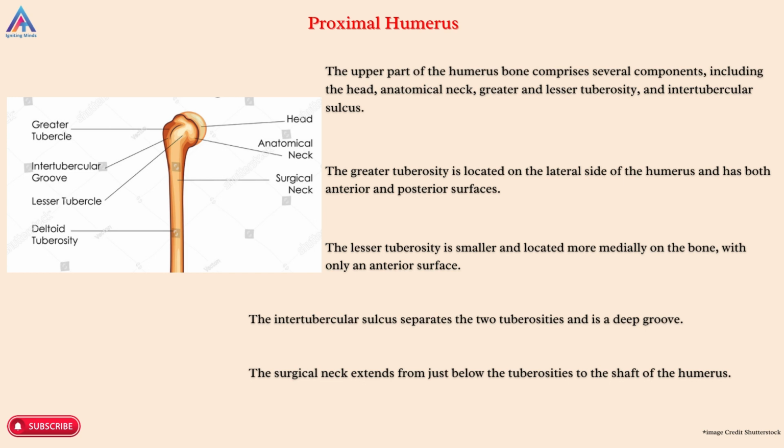The greater tuberosity is situated on the lateral side of the humerus and has both anterior and posterior surfaces. On the other hand, the lesser tuberosity is smaller and located more medially on the bone with only an anterior surface. The intertubercular sulcus is a deep groove that separates the two tuberosities. The surgical neck extends from just below the tuberosities to the shaft of the humerus.